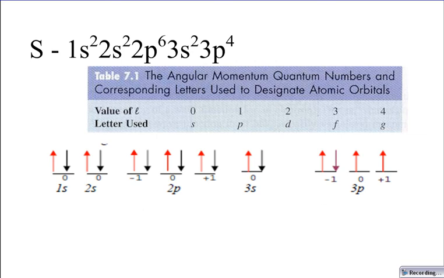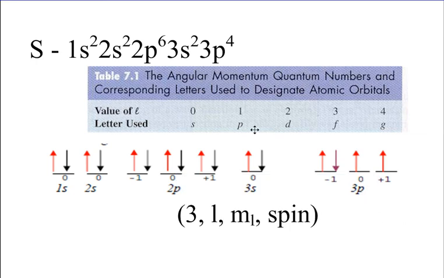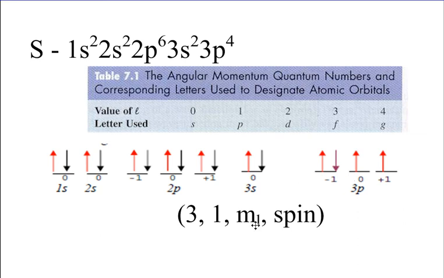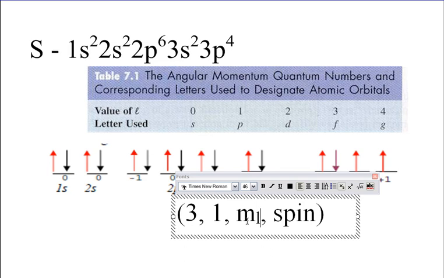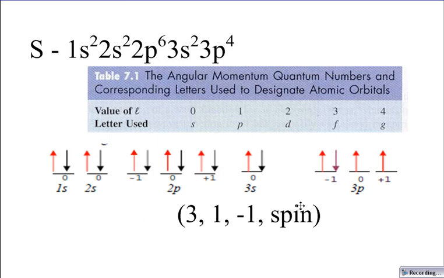Now if I wanted to give the address of the final electron, the 16th electron in sulfur, the address is always set up: the principal quantum number, L, M sub L, and then the spin. So the principal quantum number is 3, because that final electron is found in the third. The sub-level is P, and P corresponds to what number? That's right, 1. The magnetic quantum number, where is that last electron found? It's found in the -1 orbital. So this is -1. And lastly is the spin, which is symbolized by M sub S.